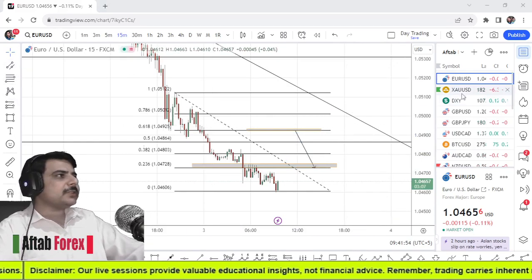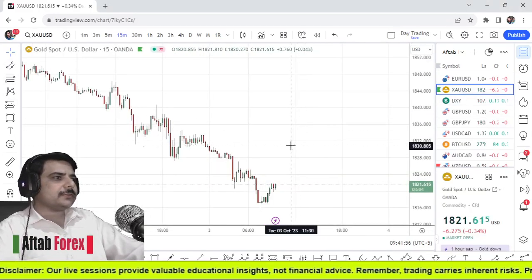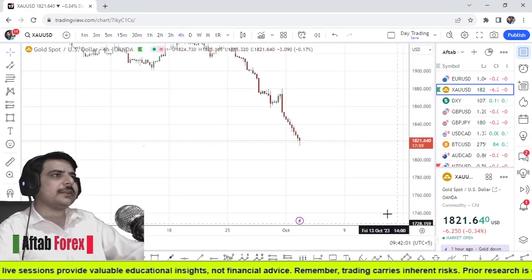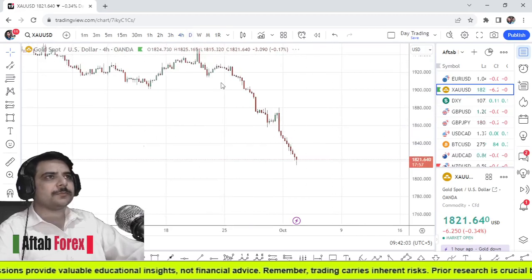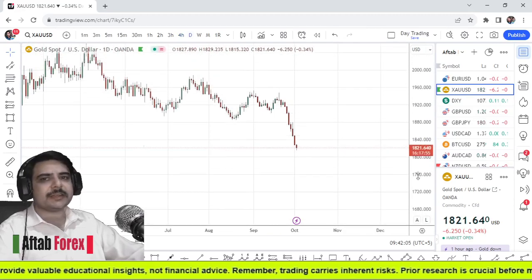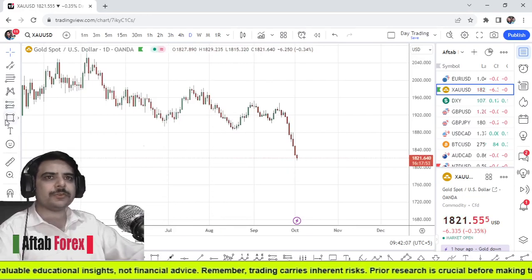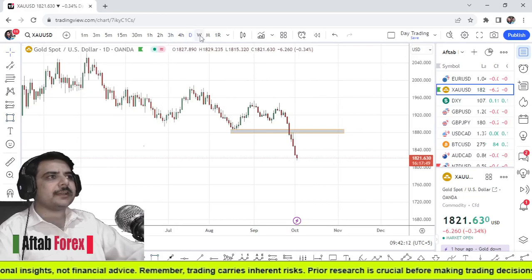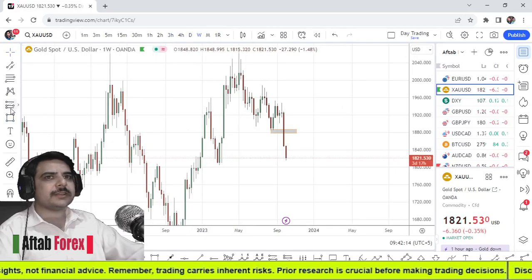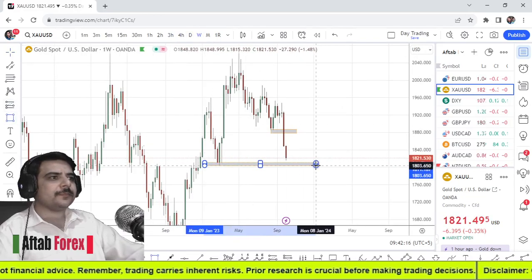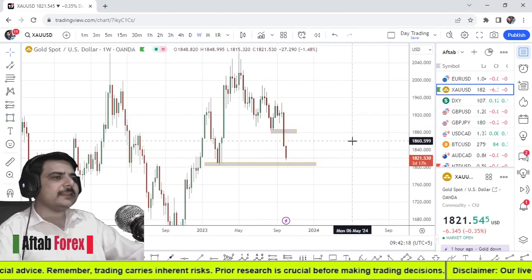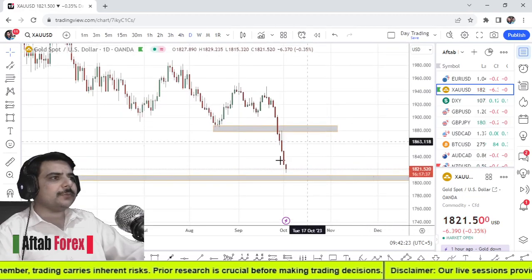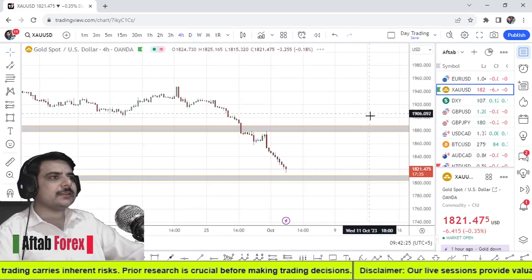So gold US dollar, I was planning to do it separately, but let's do it right here. Same situation going on in the gold dollar. 1850 and 1840 were my levels, they broke. On the daily time frame, this level is clearly broken, and on the weekly, what is going on, there is another level with us, 1811, 1810. So I think the market will be ranging in between these two levels.